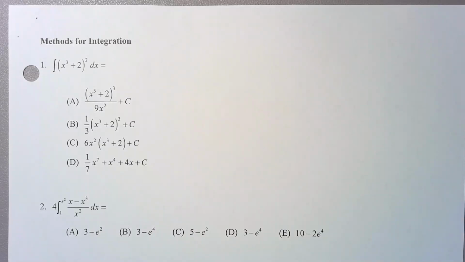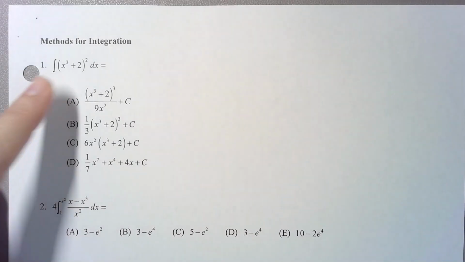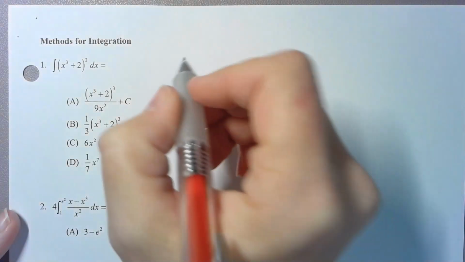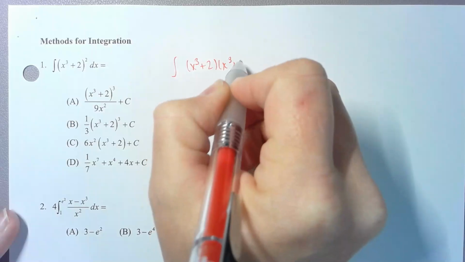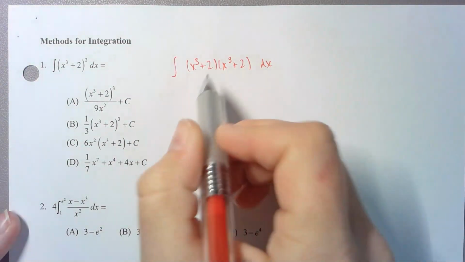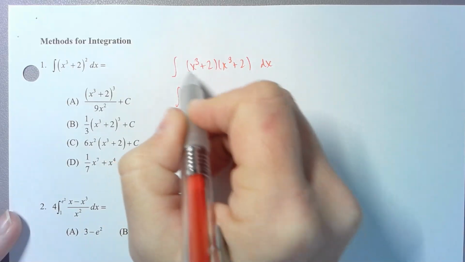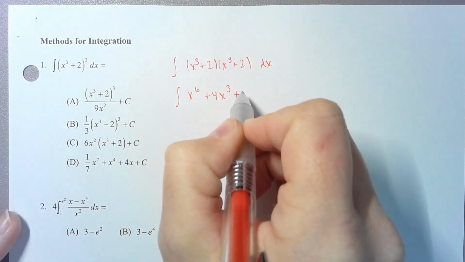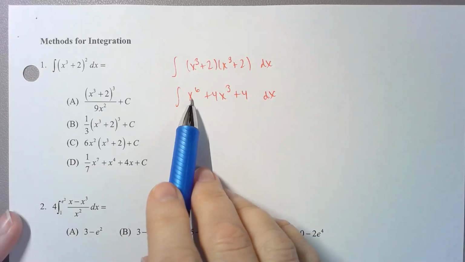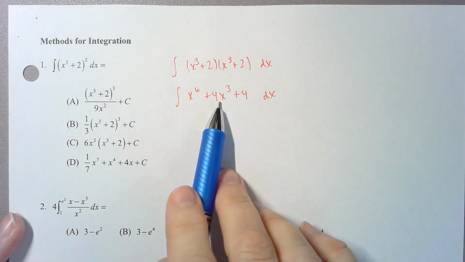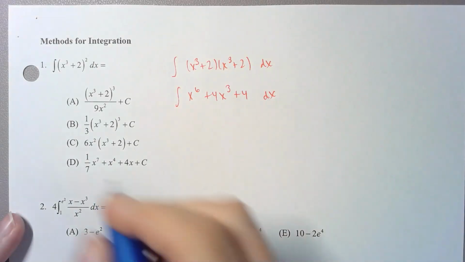Question number 1, asking generically for an antiderivative, and the first thing we should always ask is, can we simplify? And I think, yes, we need to FOIL. So we're really saying we've got (x cubed plus 2) times (x cubed plus 2) dx. So we've got x to the 6th plus 4x cubed plus 4, which I don't even need to write down, I see it. I get 1/7 x to the 7th plus 4x to the 4th over 4 plus 4x plus C.